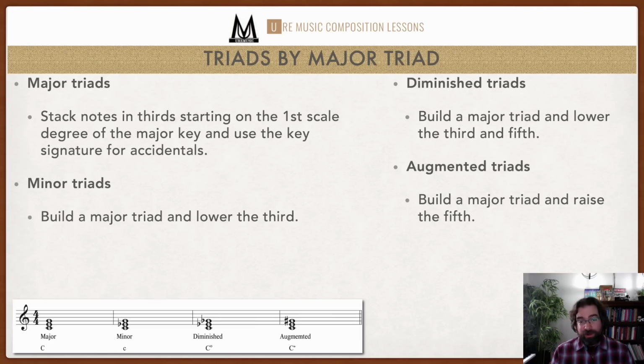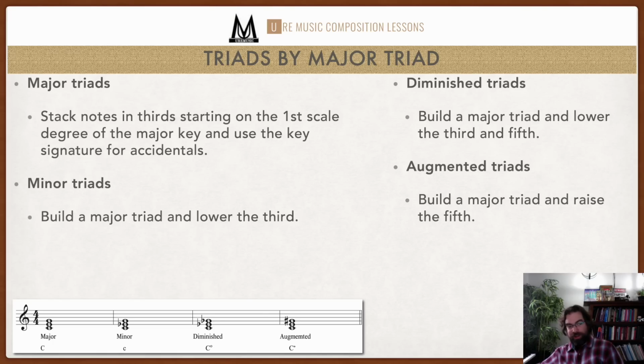So another way that you can identify triads, if the interval thing doesn't work for you, and honestly you should identify triads in all the ways that I'm teaching you today, because they're all important. They'll all have a role depending on how you're actually approaching the music. At some point you'll need to identify them every single way I'm teaching you. Another one is to just take the major triad. So stack notes in thirds starting on the first scale degree of the major key, and use a key signature for accidentals. So in the key of C major, there's no flats, no sharps. So I would just have the notes C, E, and G.